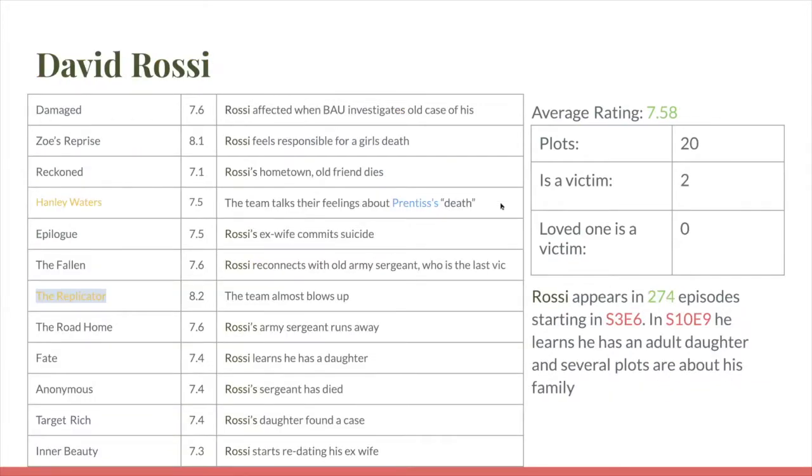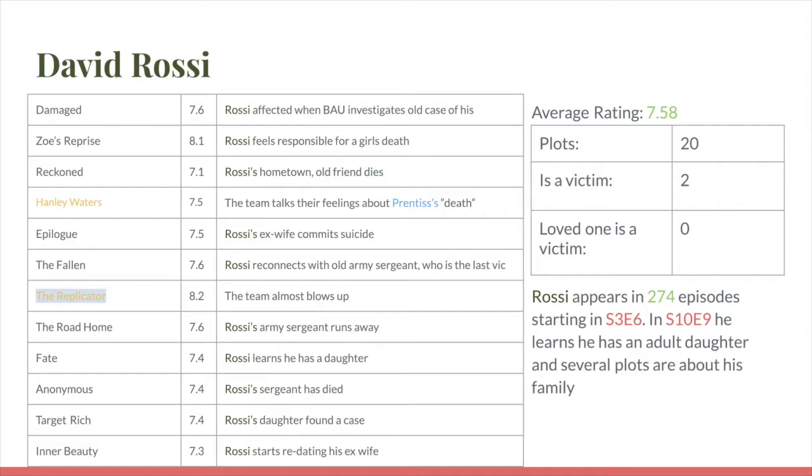Next, we have David Rossi. His average rating was 7.58. He had 20 plots about him, and he was a victim twice. His loved one was never a victim, although his wife, Krystall, was briefly taken hostage, but I didn't mark that on any graphs. He appears in 274 episodes, starting just after Gideon left in season 3, episode 6. And in season 10, he learns he has an adult daughter, and after that, most of his plots are about his family.